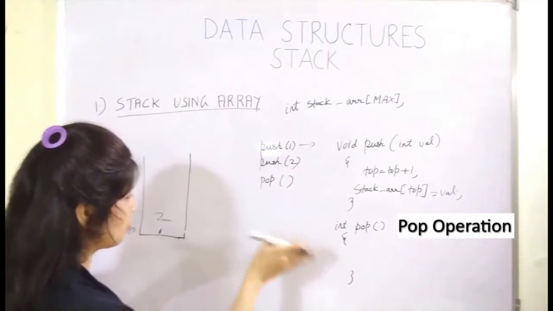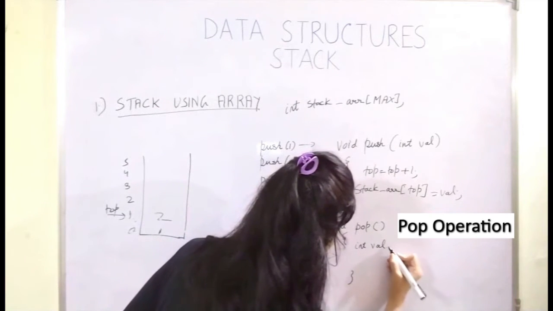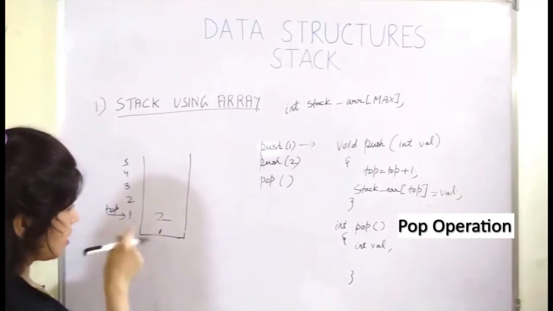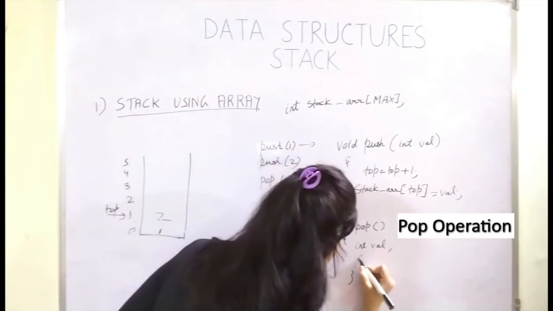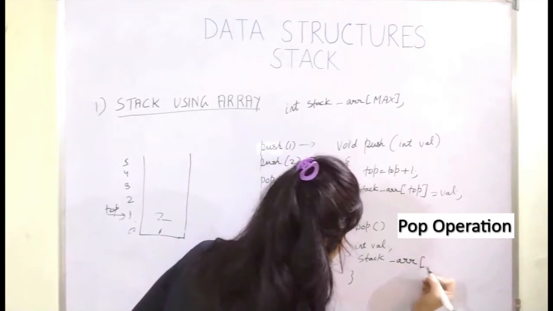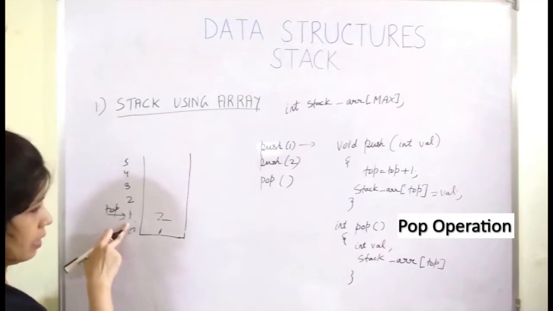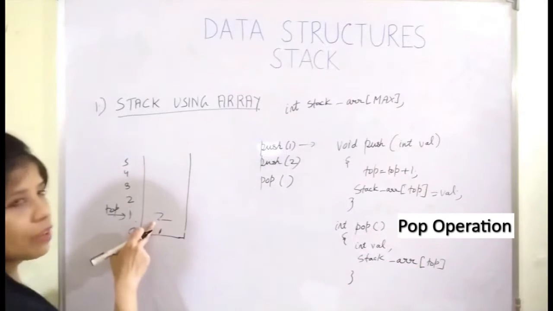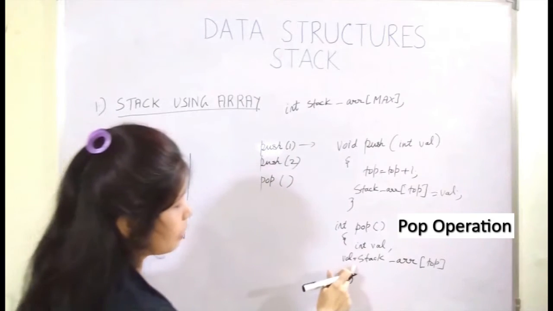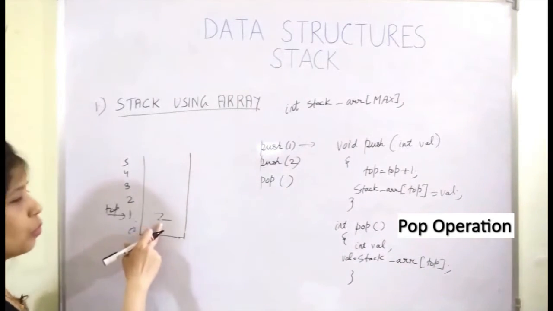So if I take int val like this, first of all this value is present in this stack underscore array at top, because my top has this index, that is 1. From the array at top I will get this value 2, so I will store it here. I will do val is equal to stack underscore array top, so I will get in val this value 2.